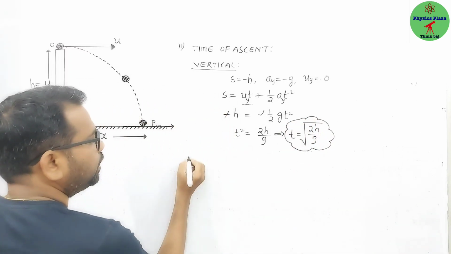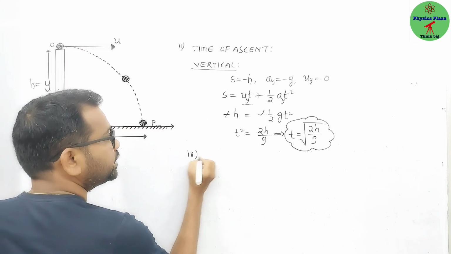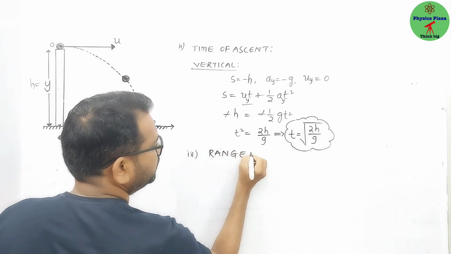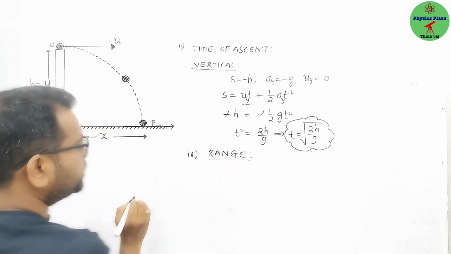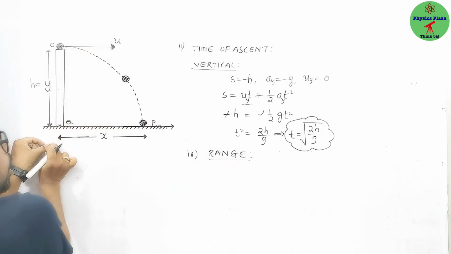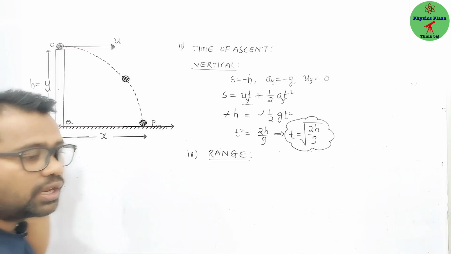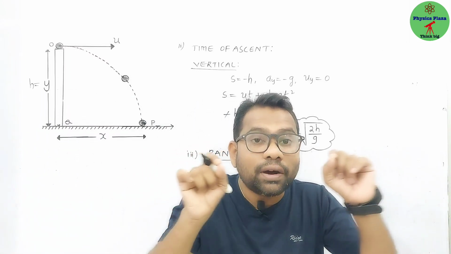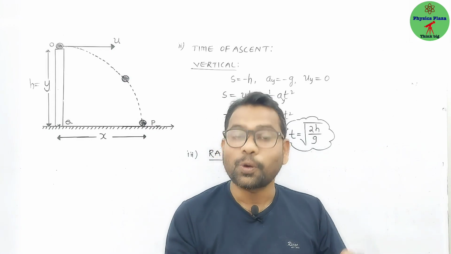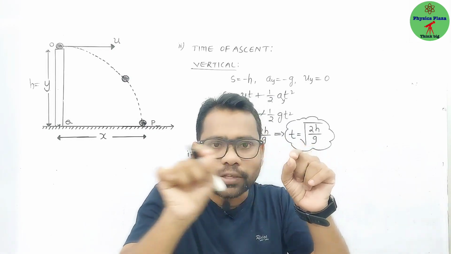Clear? Yes. Now the third one, range. Range of the projectile. Children, what is the range here? During its motion, it covers some horizontal distance as well as vertical distance. The horizontal distance covered by the projectile during its motion is called range. Means simply a horizontal distance.